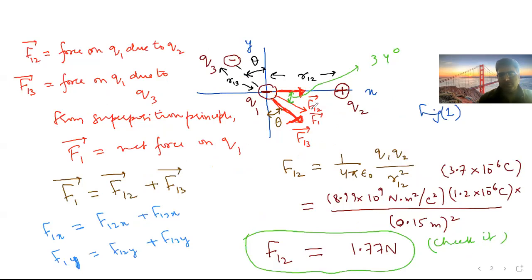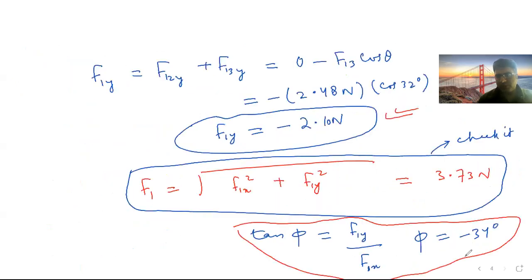We have found the net force on the charge Q1. What is the magnitude? Magnitude of the resultant force is 3.73 newtons, and angle made with the positive x-axis is minus 34 degrees. So this is all for today, but you need to check all the calculations yourself.